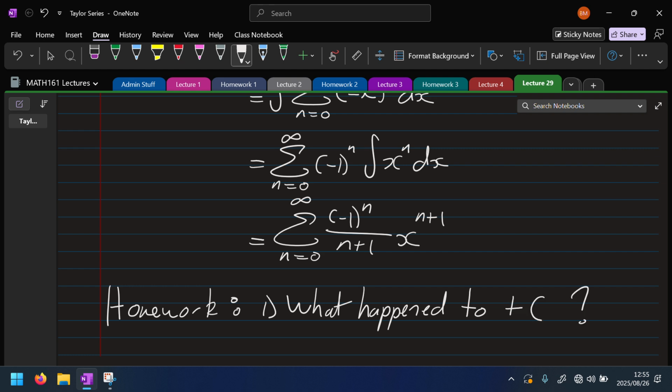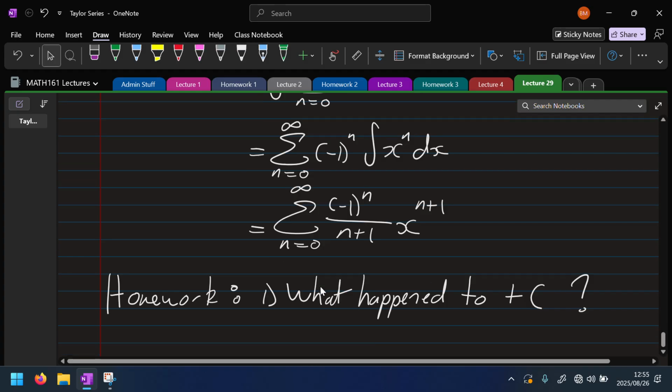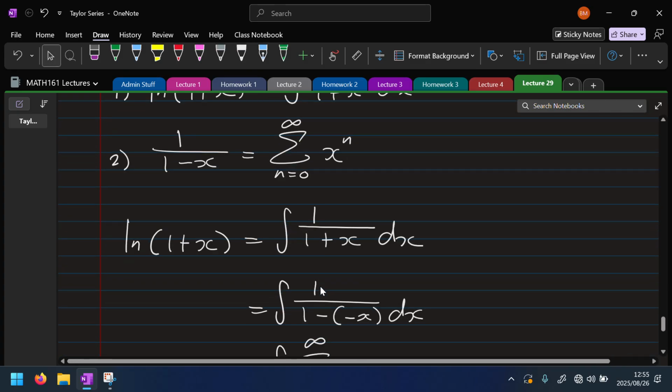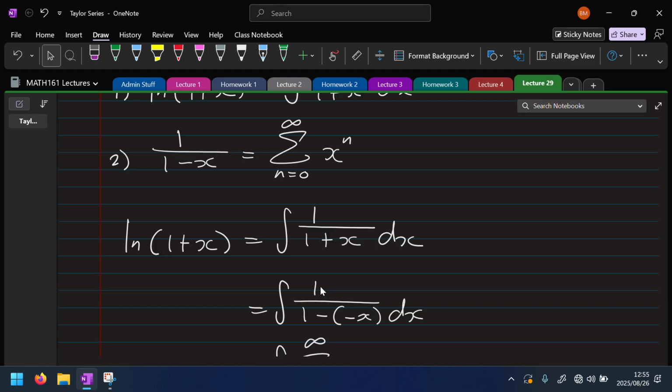Okay. So there should be a plus c, it's missing. Why is it missing? Okay, think about that. So an idea is look at the left and the right. What happens when x is 0? What happens to the left-hand side?